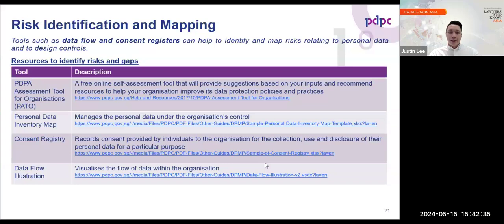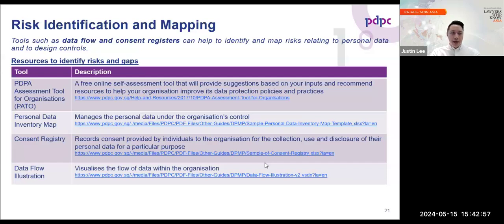So this could include things like risk identification and mapping. There are tools that the PDPC has developed or made available, like data flow and consent registers, to help identify and map risks relating to personal data within your organization so that you can design controls around it.